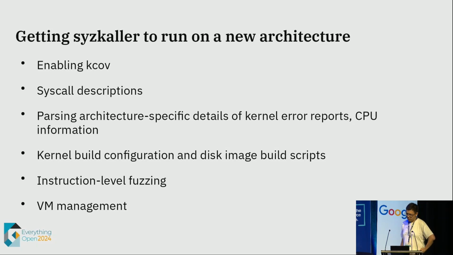But we also had to change a few things to ensure that architecture-specific details, like kernel error reports and CPU information, got parsed correctly. We had to add some additional kernel configurations for it to build with, and make a few changes in the disk image build scripts that it uses to put together disk images to send to the VMs. I'll touch on instruction level fuzzing. It's not an area I know very much about, but one of my former colleagues did some work in that area. And then finally, we had to figure out how to manage VMs on Power hardware and deploy it on our lab network.